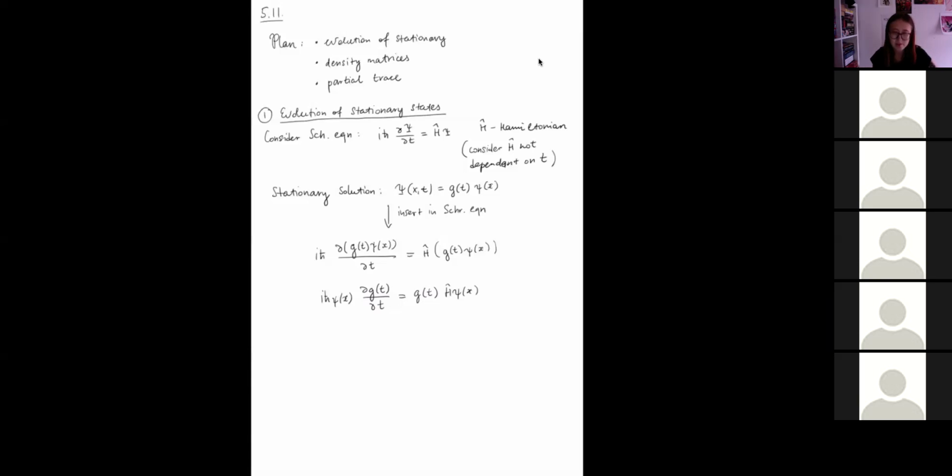Okay, then let us collect everything which connects to the function g on the left and everything that connects to the function psi on the right. So hence we will arrive at i h bar 1 over g of t dg by dt. Here we can even write the full derivative because the function g only depends on t. And on the right-hand side, it would be 1 over psi of x, H acting on psi of x.